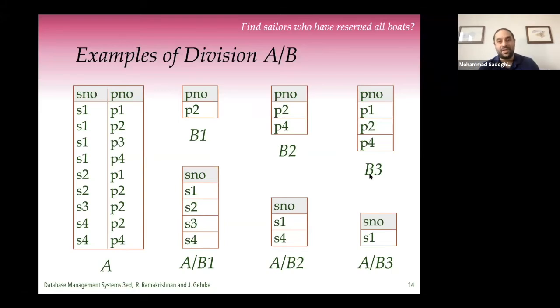So any thoughts? How do we now strengthen or become a little bit more creative in combining A1 and B1, perhaps with a different way of using this cross product in order to ensure that not only at least one boat has been reserved, but also all of those boats have been reserved? Any thoughts?